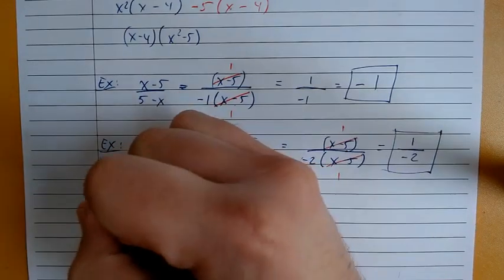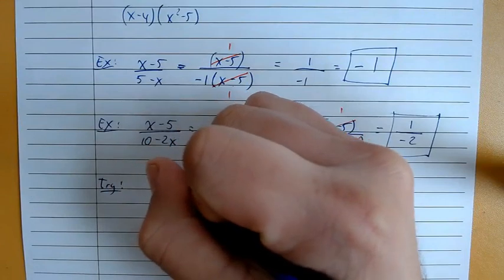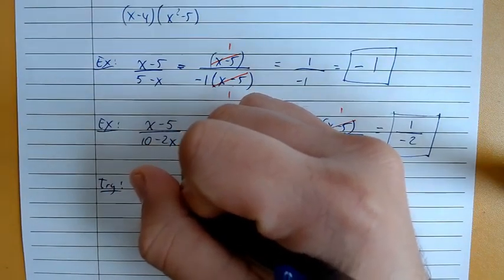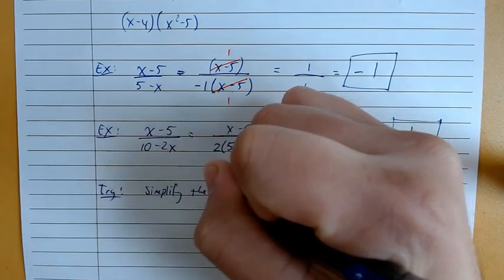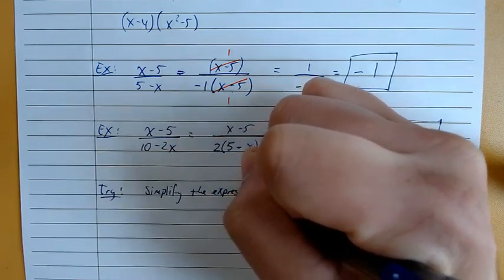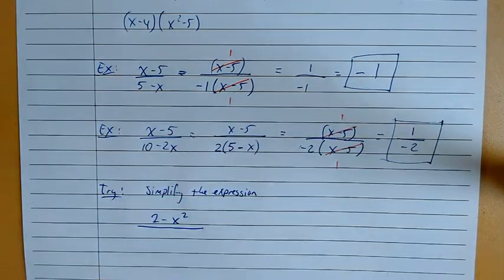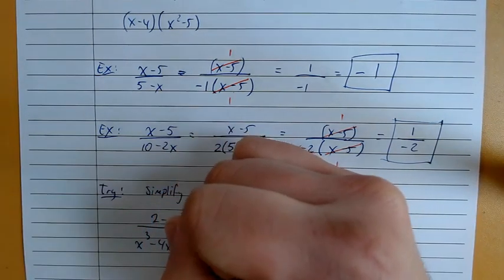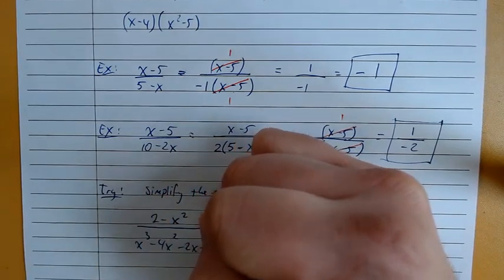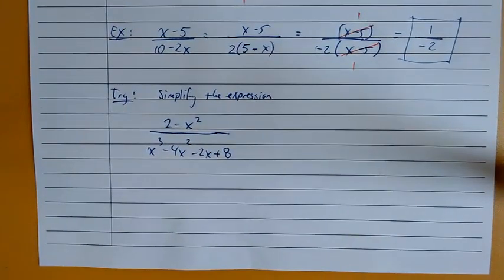So as an example here, go ahead and give this a try. Go ahead and reduce, simplify the expression: 2 minus x squared over x to the third minus 4x squared minus 2x plus 8. Go ahead and pause the video, give that a try, factor and simplify, and once you're done, go ahead and unpause and we'll go through it together.